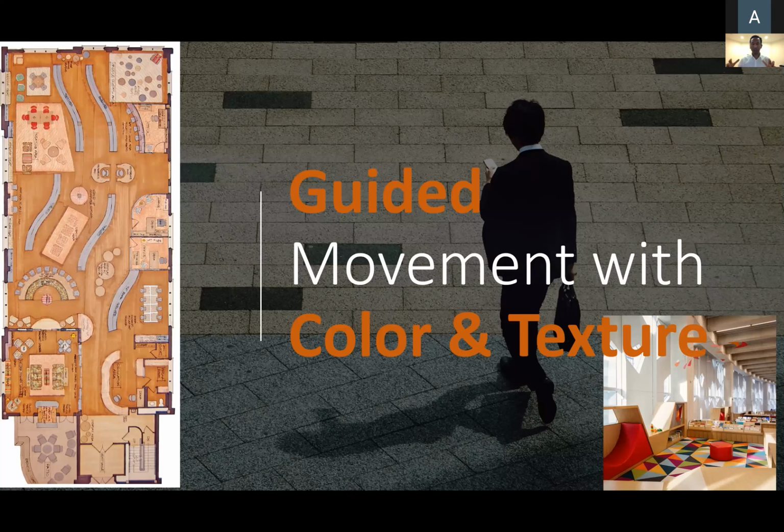Okay. So, guided movement with color and texture. What does that mean? Assume that in your library, color and texture play a really important role. For example, on the floor, you can provide different kinds of textures, and that texture leads to a different zone, a different area. That automatically tells people which zone they can go to with this texture. So think about the floor plan as well.